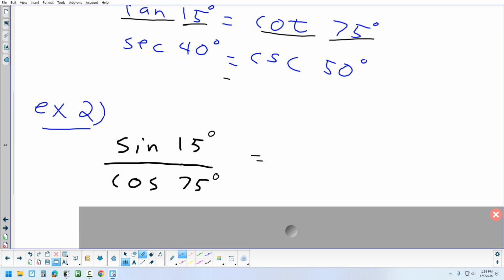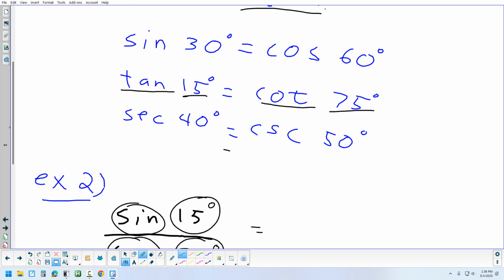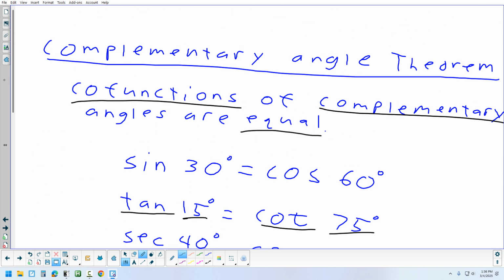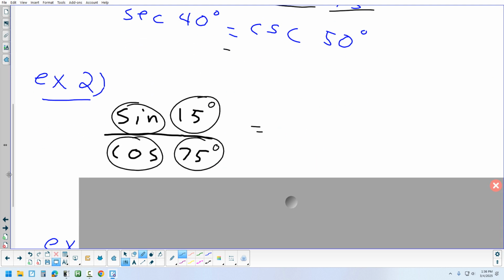What do you know about sine and cosine? They're co-functions. And what about these two angles? They add to 90. They're complementary. If you have co-functions of complementary angles, they come out the same. So we don't know what the sine of 15 is, and we don't know what the cosine of 75 is, but we know that they're the same. What happens when you divide two things that are the same? You get 1.